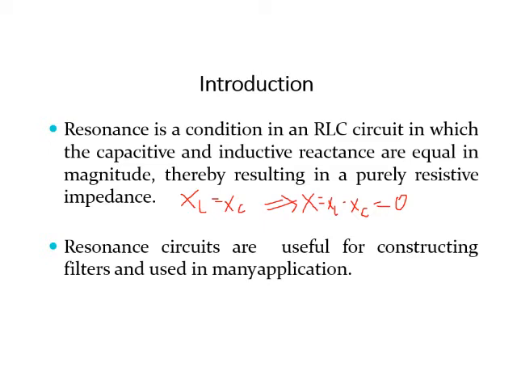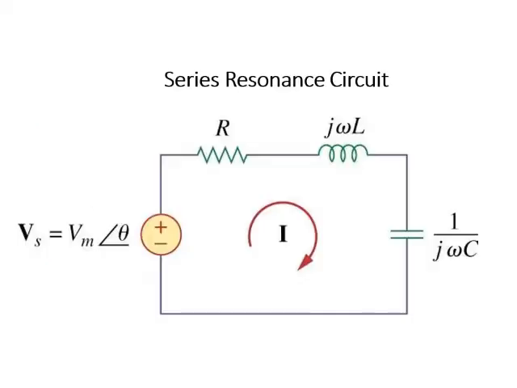The condition of resonance is a very useful application for constructing various types of filters and is also used in other applications for tuning circuits, like in radio, where either inductance or capacitance is used as a variable element for tuning the circuit for a particular frequency. Now, a series RLC resonance circuit consists of a resistance, inductance and a capacitance in series.